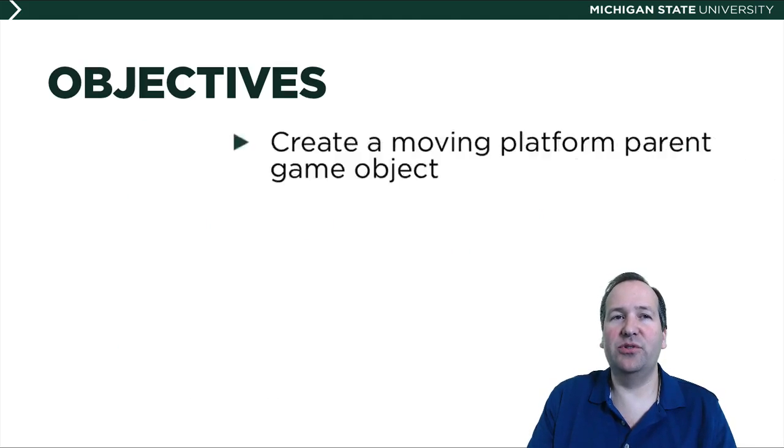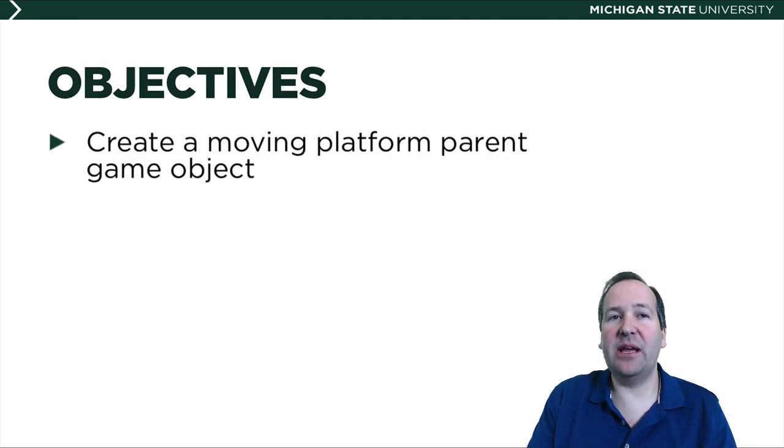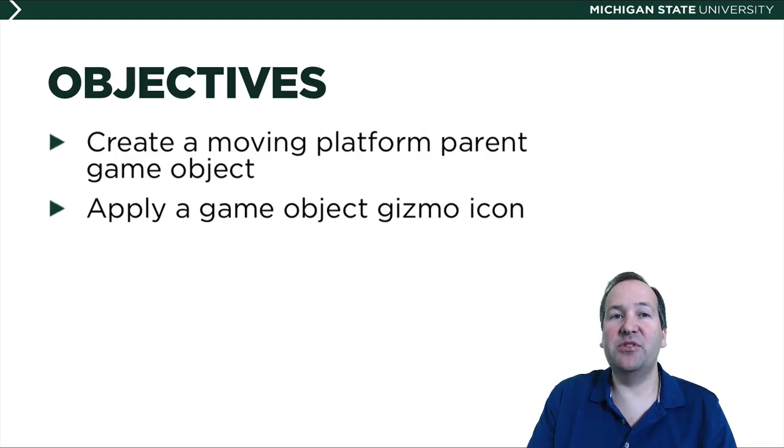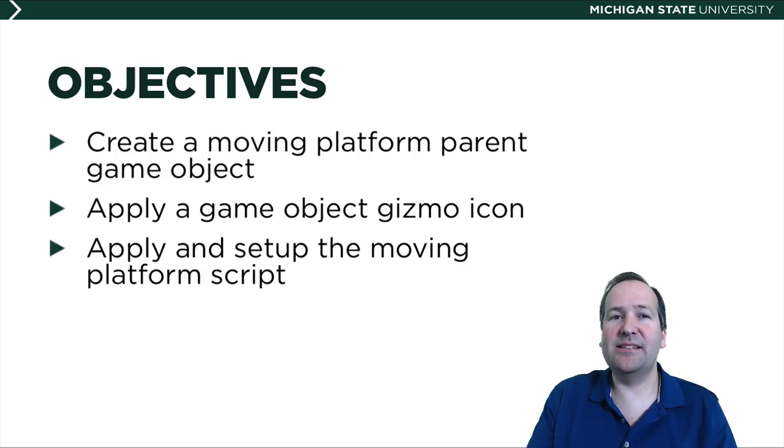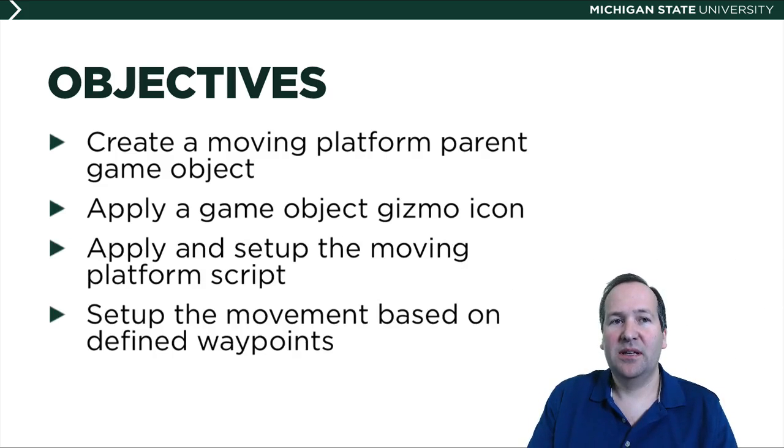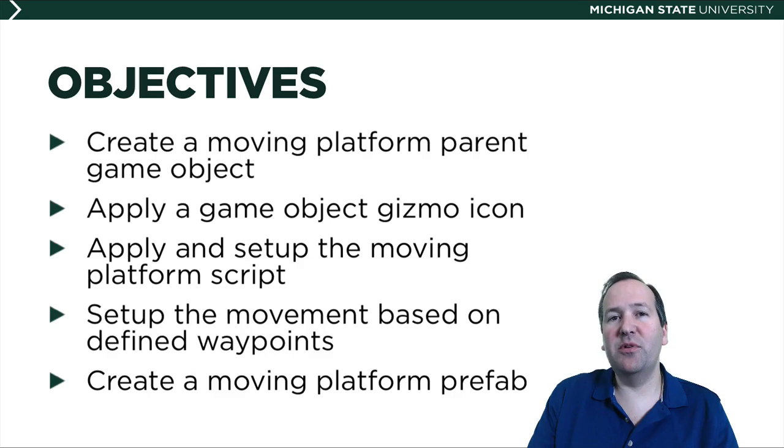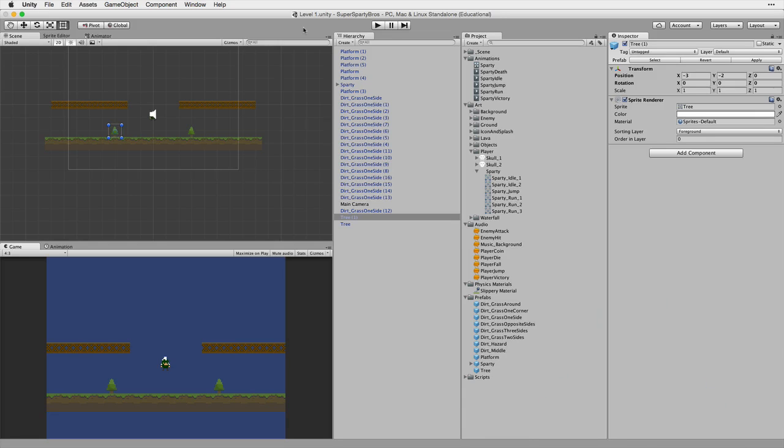Our objectives will be to create a moving platform parent game object, apply a game object gizmo icon so we can see it in the scene, apply and set up the moving platform script, set up the moving platform based on defined waypoints, and create a moving platform prefab that we could use in the future. Our moving platform is going to be composed of multiple game objects. To hold them all together, we'll use a parent game object. So let's start by creating this empty parent game object.